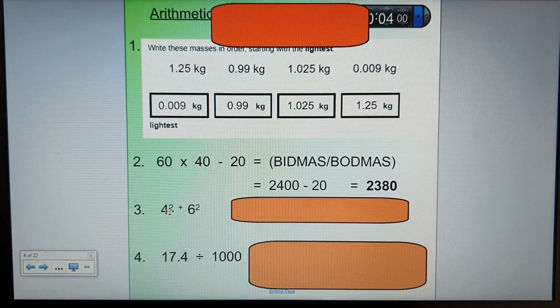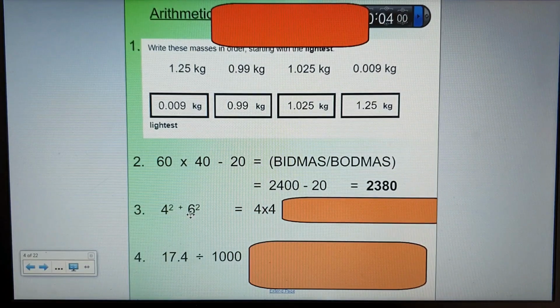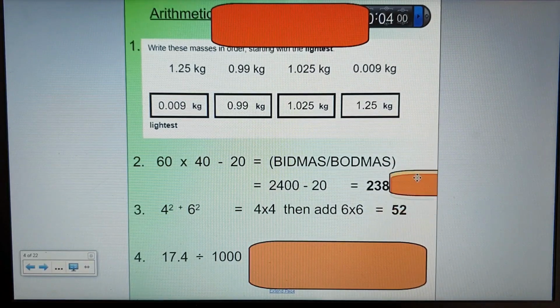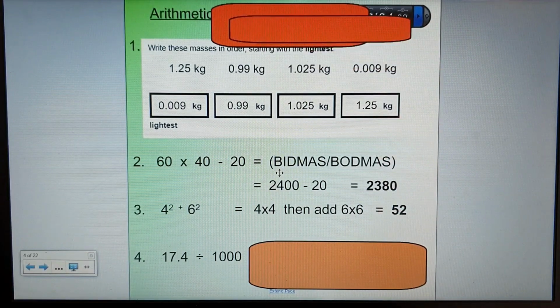On to number three. We've got 4 squared, which means 4 times 4. And we've also got 6 squared added on, which means then add 6 times 6. So if we add those two up, we have 52.